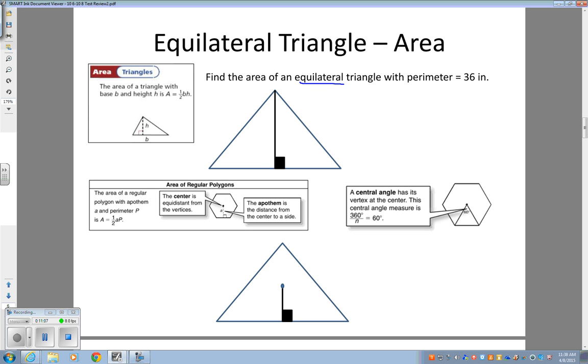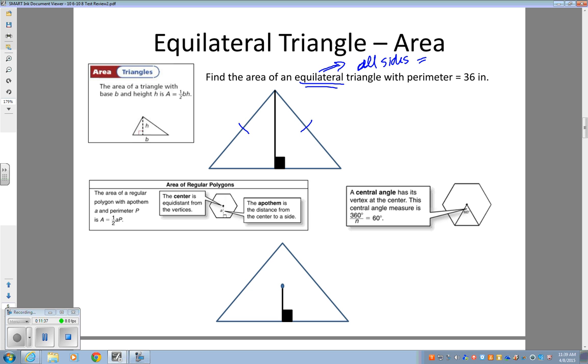Okay, my biggest concern is... you're definitely going to see an equilateral. And on the last couple tests, I still have students who don't know what that means. Like, what is an equilateral triangle? All sides are equal. Okay? So that means this side is equal, and this side here is equal.